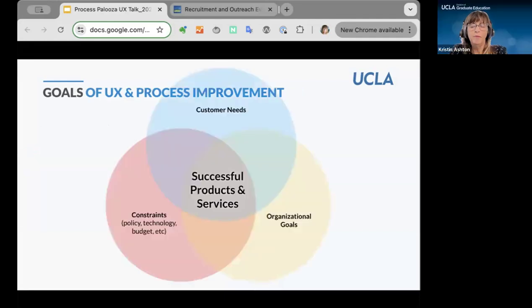So we pointed out many ways in which these disciplines overlap, but the truth is, in order to make any improvements, we must balance customer needs or user needs, organizational goals, as well as the constraints of policy, budget, and technology. So this Venn diagram really does a great job of illustrating how the balance is achieved and where we want to create that sweet spot of success in the middle.